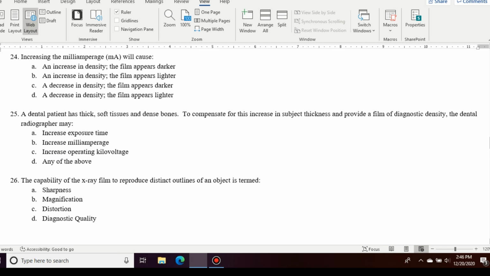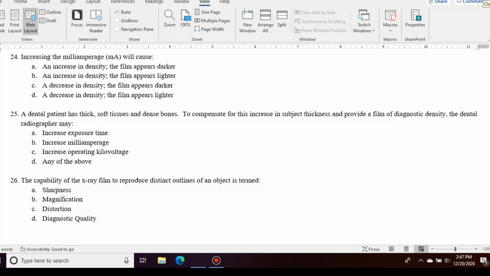24. Increasing the milliamperage, or mA, will cause A, an increase in density and the film appears darker, B, an increase in density and the film appears lighter, C, a decrease in density, the film appears darker, D, a decrease in density and the film appears lighter. The correct answer is A, an increase in density and the film appears darker.